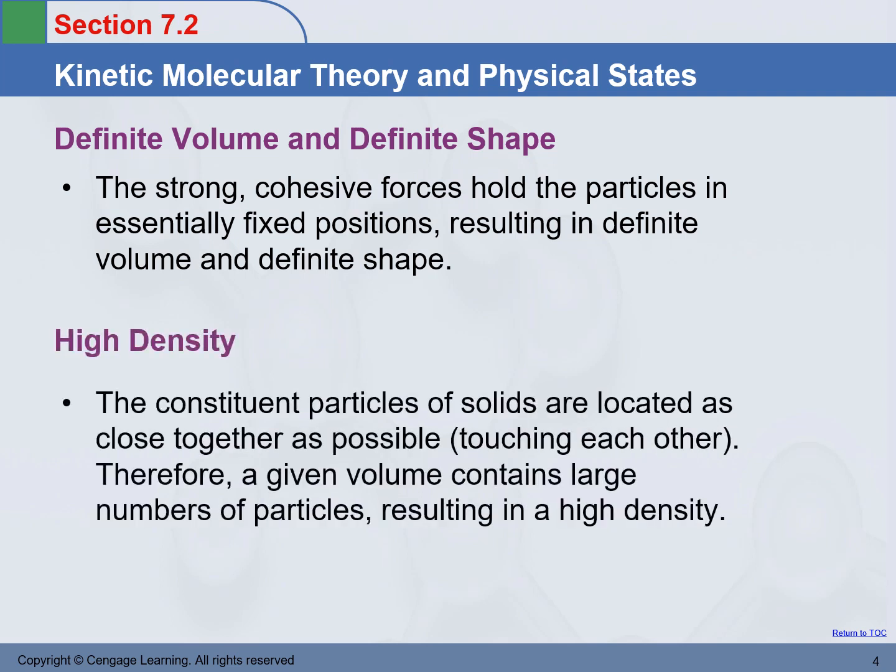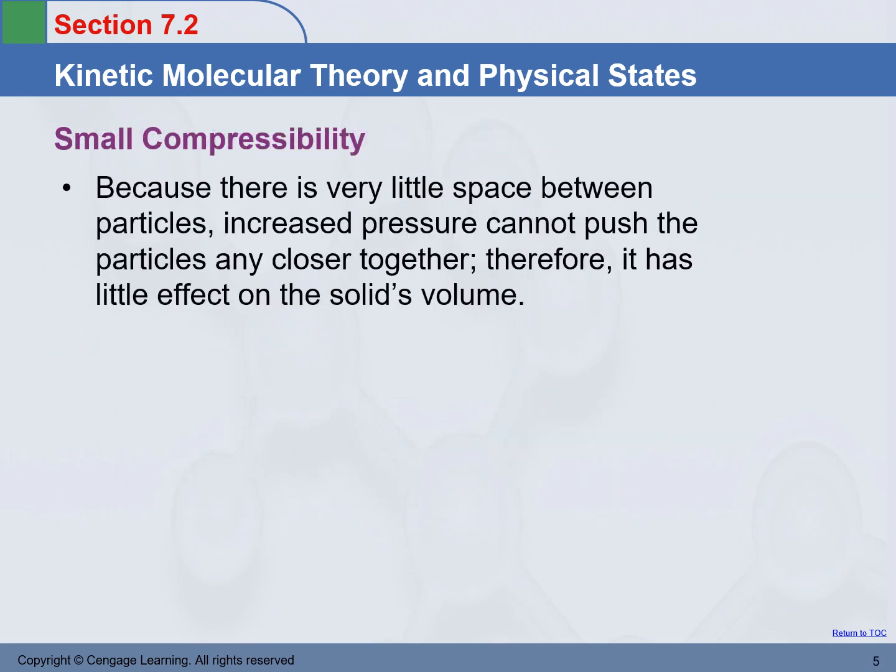It has high density because the particles are very close to each other. You have more particles in a given volume. As a result, it has high density. Because the particles are very close to each other, there's limited space for you to push them closer. So if you're pushing them closer, they start to repel each other. The repulsion starts to increase. So as a result, solid has small compressibility.